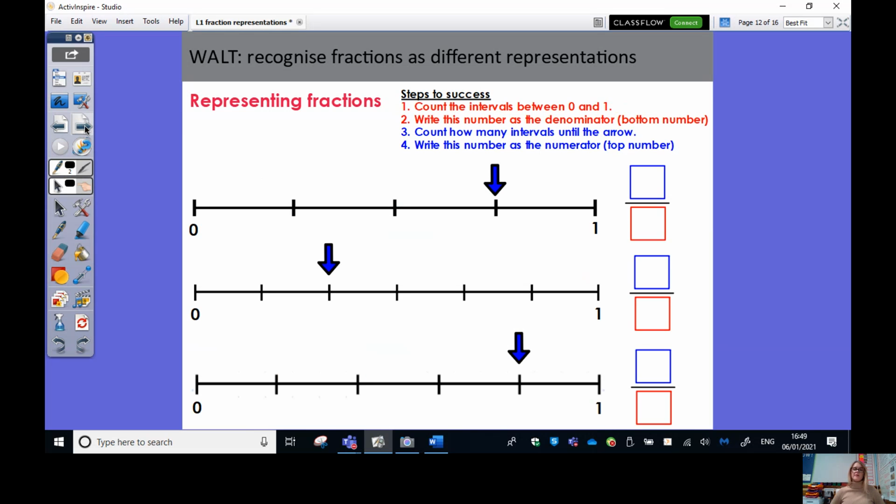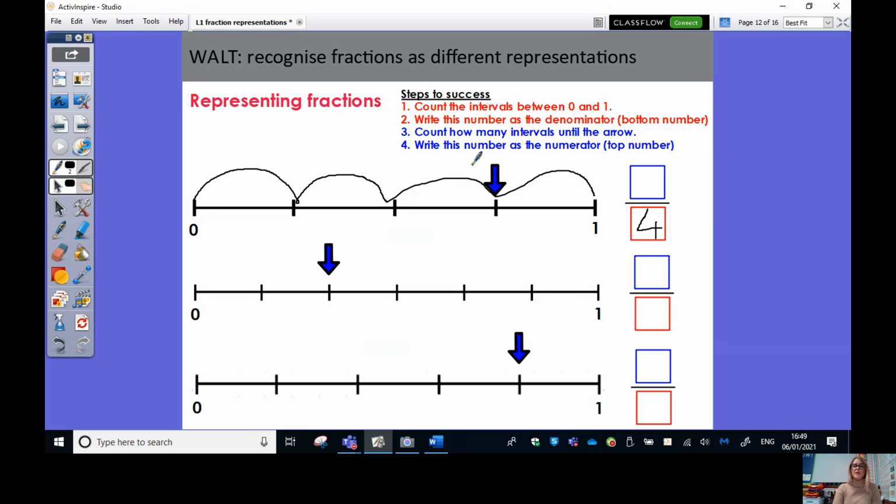Okay, moving on to a different representation now, which is our number lines. This is one where some people get a bit confused sometimes because we have to make sure we're counting the parts correctly. So just watch me do one first. I'm going to count the intervals this time, and that means how many jumps there are. So this is 1 interval here. I'm going to count the intervals starting from 0. 1, 2, 3, 4. So there are 4 intervals, and that is going to be my denominator.